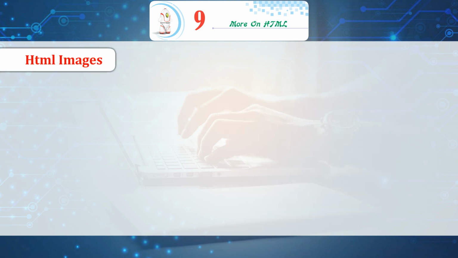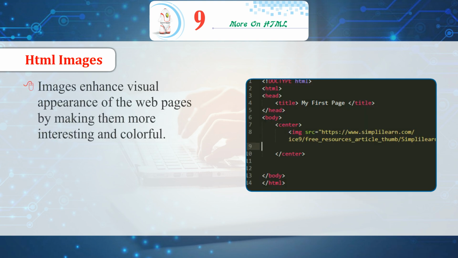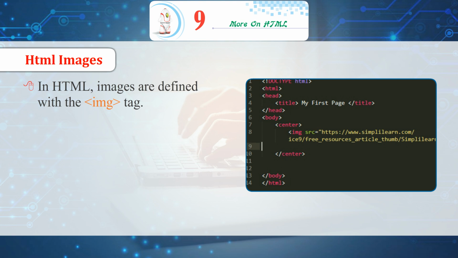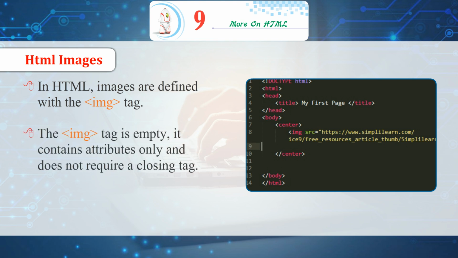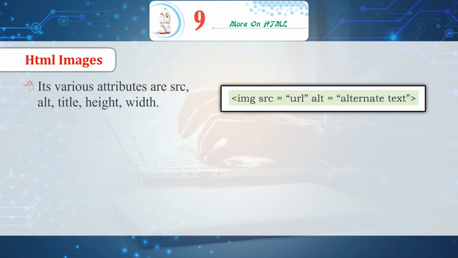Example, HTML images. Images enhance the visual appearance of web pages by making them more interesting and colorful. In HTML, images are defined with the IMG tag. The IMG tag is empty. It contains attributes only and does not require a closing tag. Its various attributes are src, alt, title, height, width.